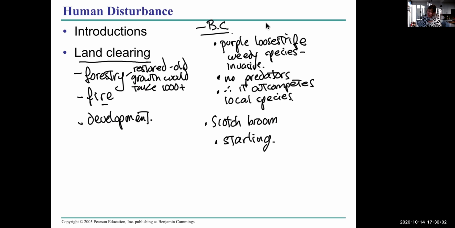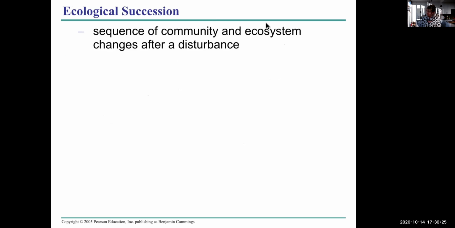And we also clear by fire. So sometimes we clear areas purposefully to grow different species. But there can be restoration after fires. And development. So development usually is there to stay. So it doesn't usually revert back to any other kind of ecosystem. So the idea of succession is thus that after a disturbance, like fire or clearing, there's a sequence of community and ecosystem changes.